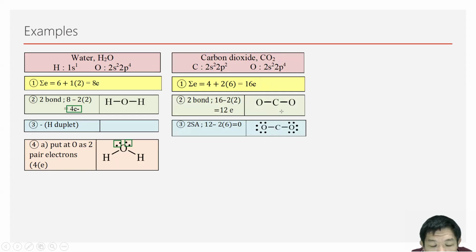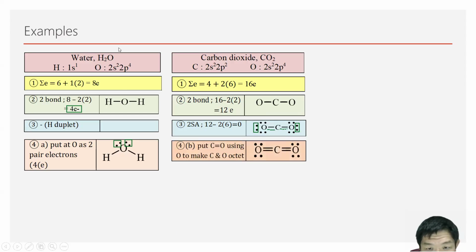So in order to help the carbon achieve an octet configuration, you use step 4b, where you use a lone electron pair from the surrounding atoms to form a multiple bond to the carbon. In this case, because carbon needs 2 more electrons, each of the oxygens contributes 2 electrons, so that you form CO2 here. Okay.